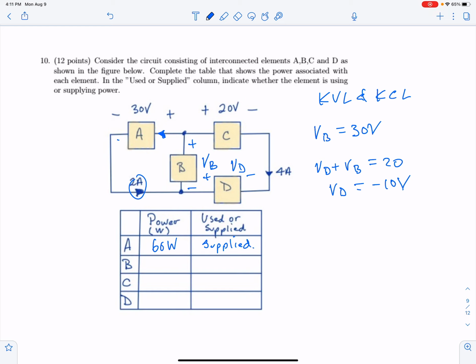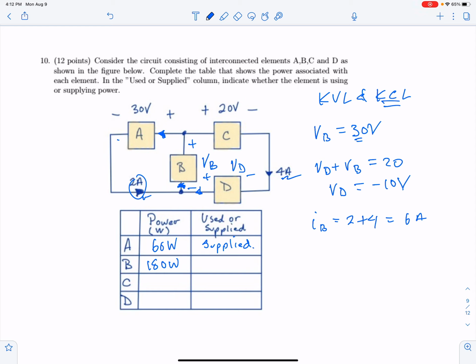All right, for VB, I have to determine the current for VB. I can use KCL for that because I have 4 amps coming here, and 2 amps coming here. The current coming out is IB, and it's equal to the sum of the 2 currents coming into that node, which would be 2 plus 4. So IB is equal to 6 amps. We already know VB is 30, so 30 times 6 is 180 watts. This is the active sign convention because current, as I have it referenced here, is moving in the direction of a voltage rise.